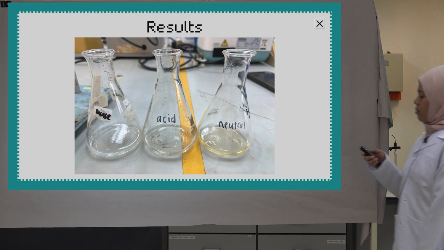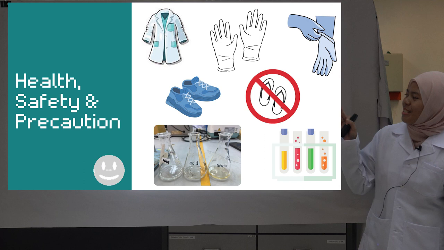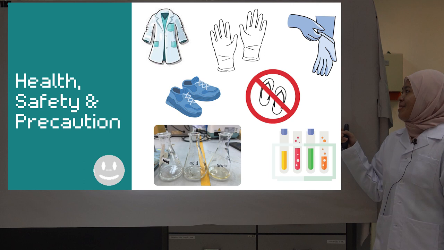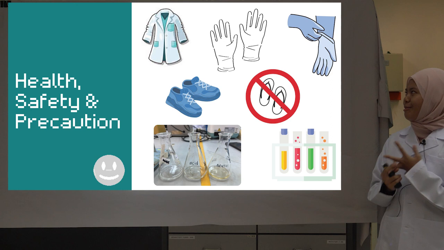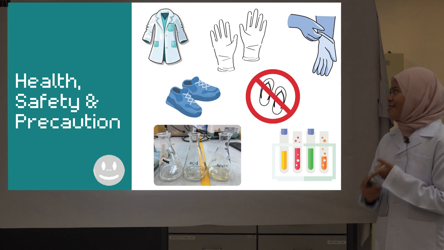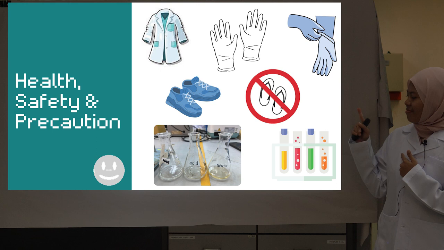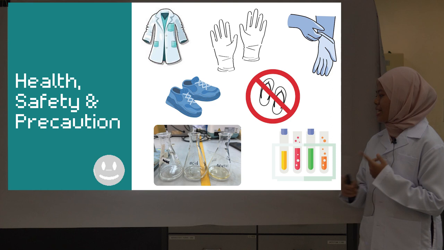Next is the health, safety, and precautions. First, we need to wear closed shoes, gloves, and a lab coat. Make sure to button up your lab coat to avoid chemical splashes or spills, and label the equipment that we use to avoid confusion and also mixing of chemicals.